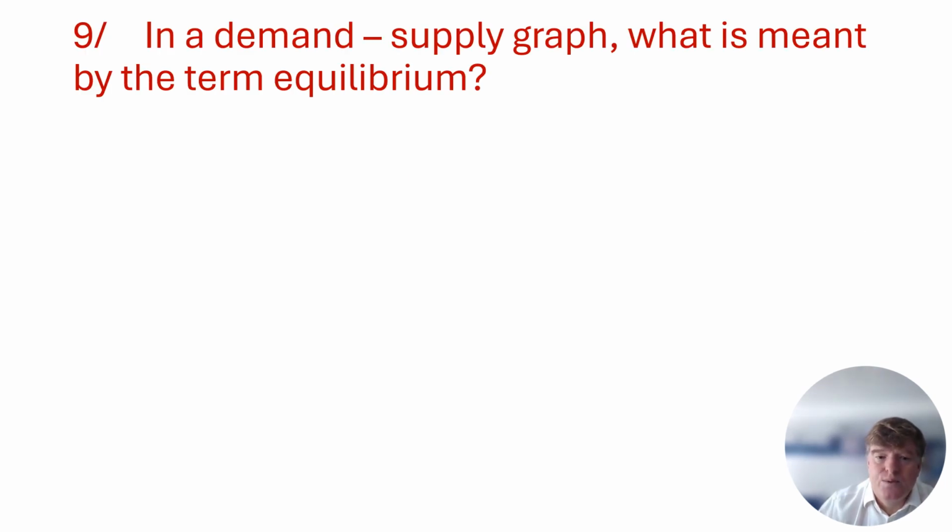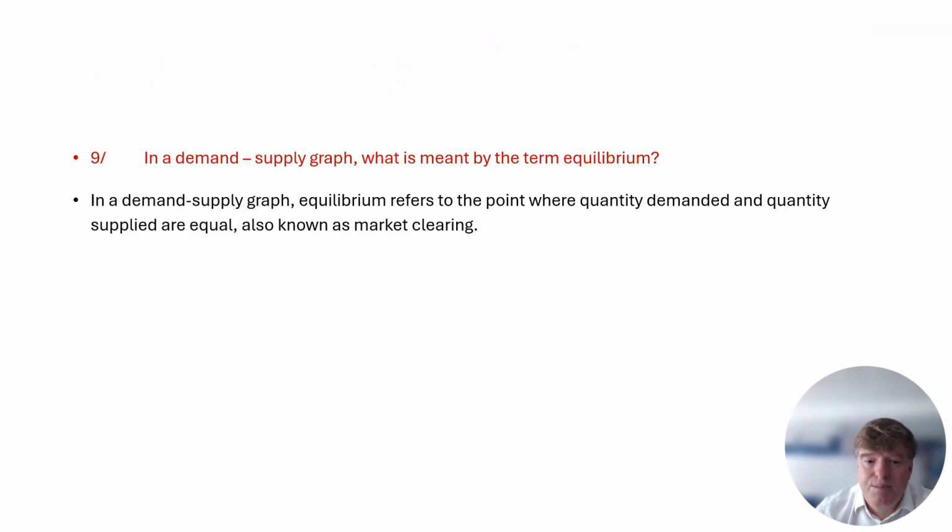What is meant by the term equilibrium? That's the point where quantity demanded and quantity supplied are equal, so that the two lines effectively cross.